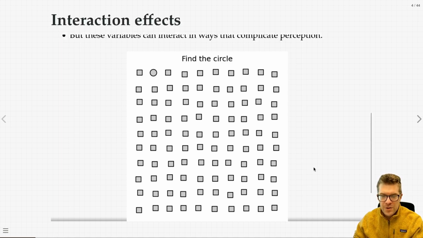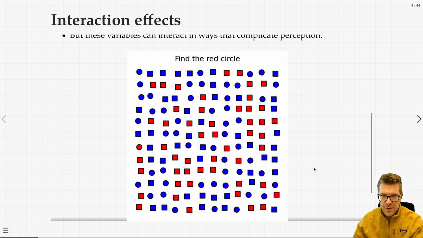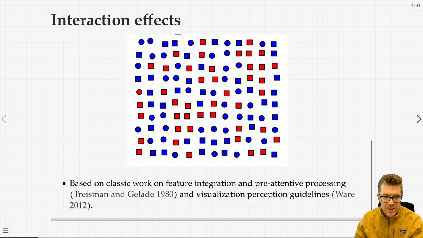Now finally, I'm going to change 2 variables at once. I'm going to change the color, and I'm going to change the shape. And I'm going to try to find the conjunction of both of these things. Find the red circle. You might have found it by now. But you can see that even in this simple task, these 2 variables intersect in a way that for most of you probably made this last task a little bit more challenging than the first 2. Right? It's harder to find both something red and something circular when we have this kind of messy distribution. So this is based on classic work on feature integration and pre-attentive processing and visual perception guidelines, which you can read about here and here.